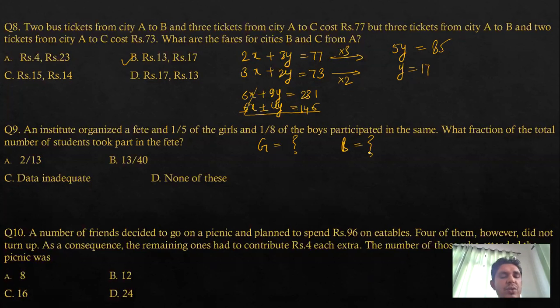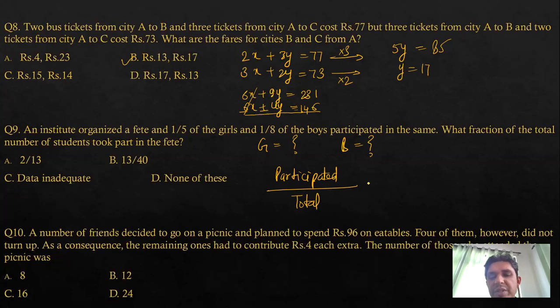What fraction of the total number of students took part in the fete? So for this, we want the number of students who participated divided by the total number of students. So these are the two things we want.